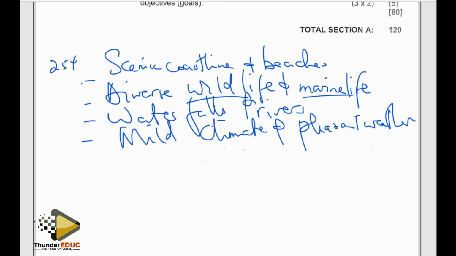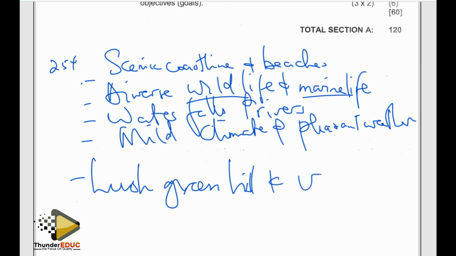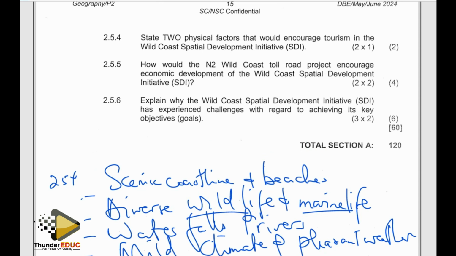And also, besides such, you can also talk of the lush green hills in the area and valleys. Tourists would come to view such scenic physical features of the area in the Wild Coast. So basically, if we check on this, they can be the valid reasons as to why it can be an effective tourist attraction for that particular area. Right, then I'll move on to the next question.